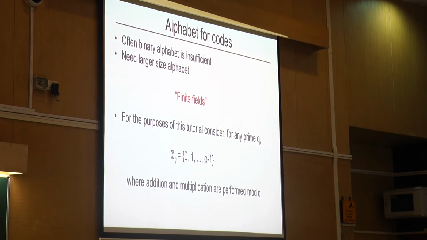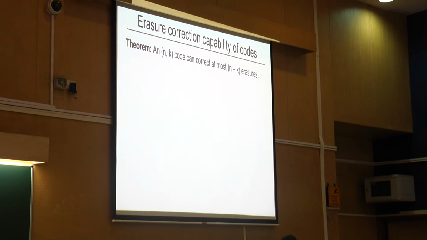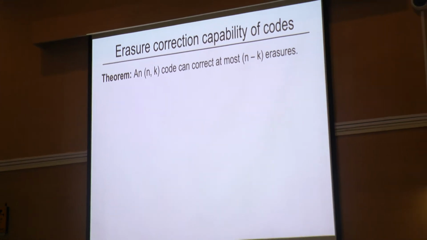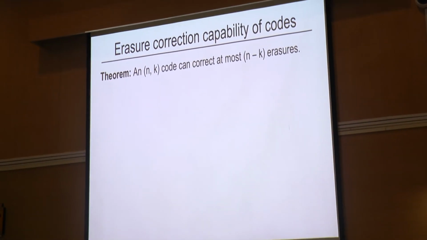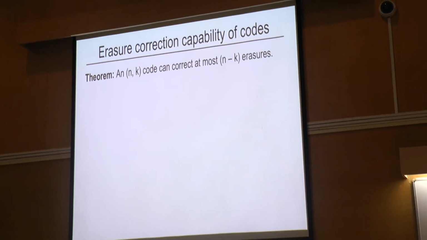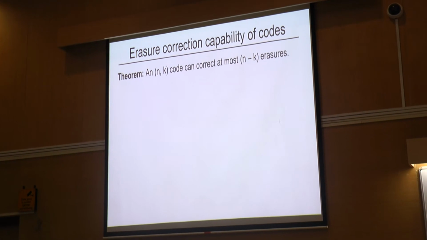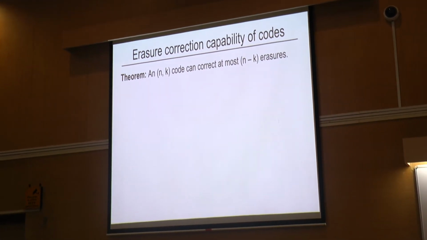Okay. So now let's look at erasure correction capabilities for a particular code. Here is an important theorem that we will keep referring to at various points in this tutorial. For any (n, k) code, it can correct at most n minus k erasures, right? Intuitively, we are adding only n minus k additional symbols.